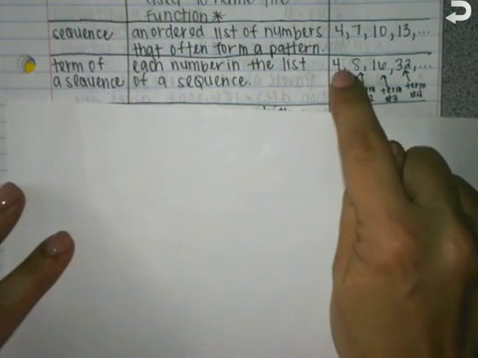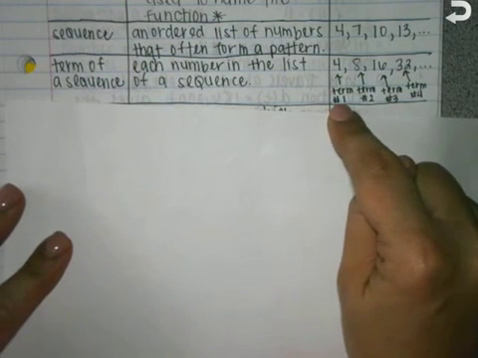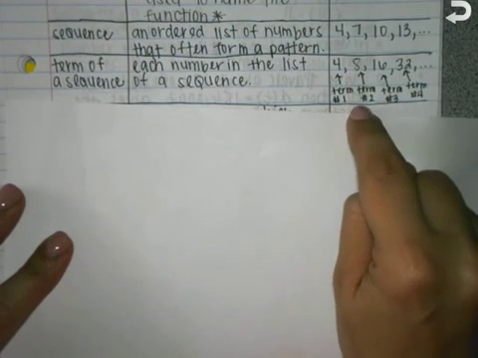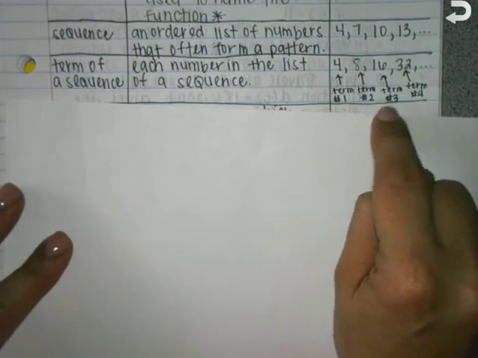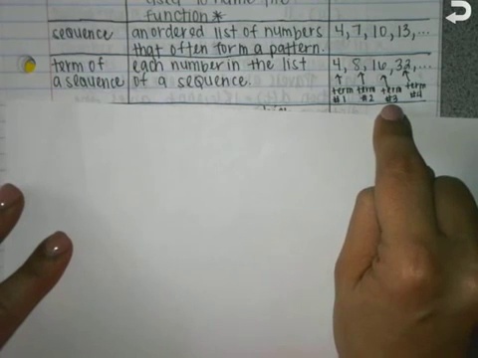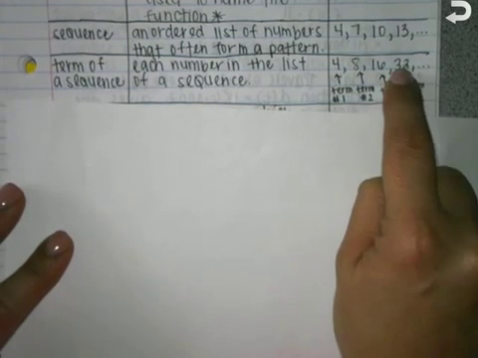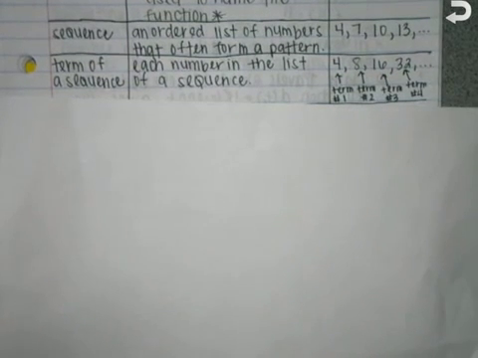4 is the first term, so we call it term number 1. 8 is the second term in the list, so we call it term number 2. So what would term number 3 be? 16. What would term number 4 be? Does anybody know what term number 5 would be? 64. Good. Okay, so the entire list of the numbers, that's the sequence. Each individual number is called a term.